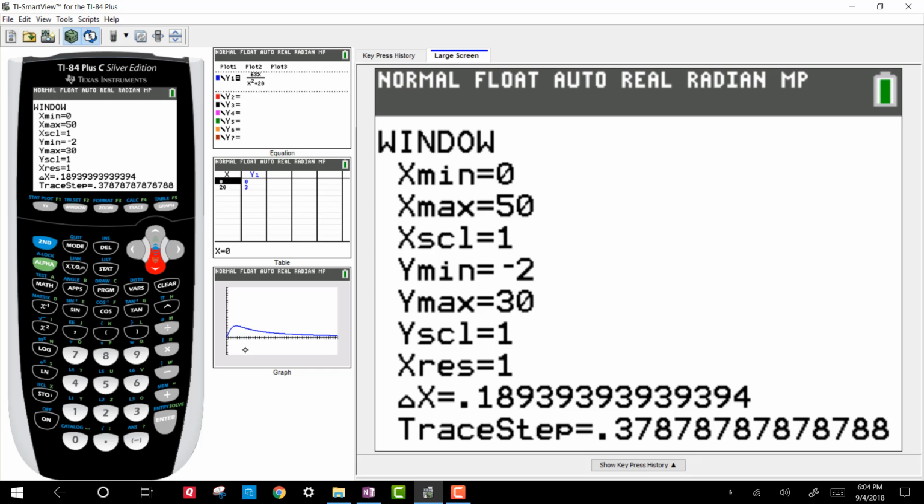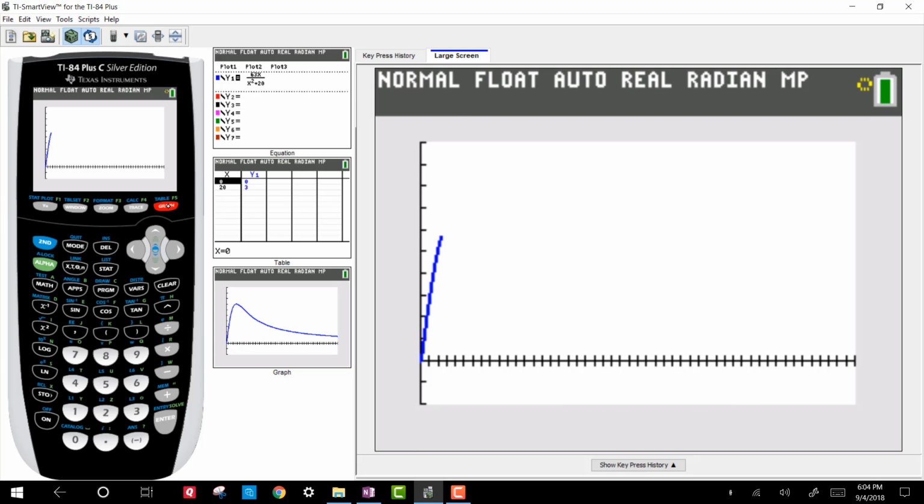And the y max, boy, it's at 30 now. I'm going to try 10. All right. And I bet you if I scroll down, let's see what we get there. Let's go ahead and graph that. Okay, so that gives me a better idea of what I'm looking at here too. And so there's my graph.